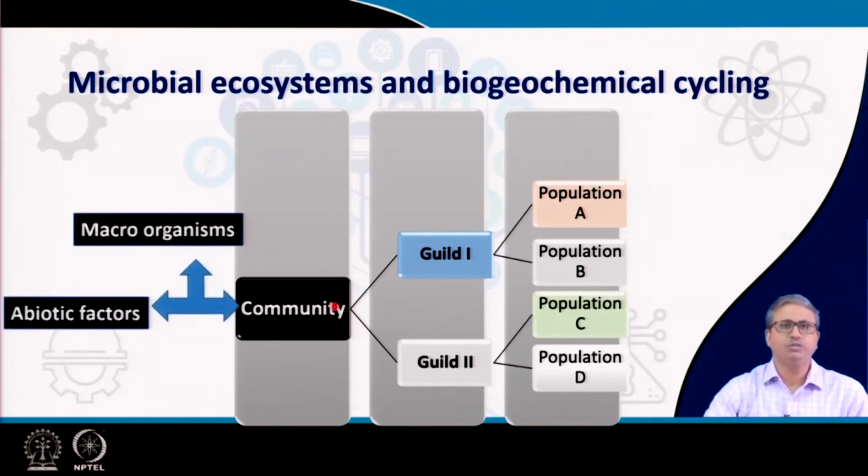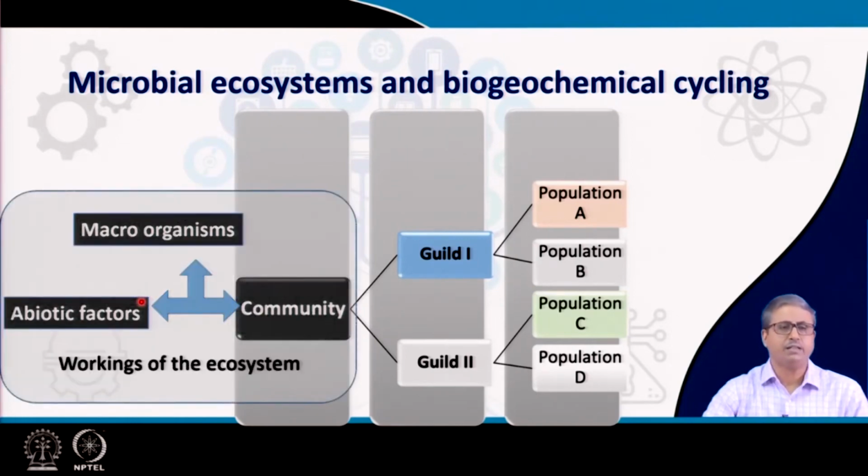This microbial community present in any habitat or ecosystem continuously interacts with the abiotic factors that we have learned earlier, and it is not only the interaction between abiotic factors and the microbial community, but also the interaction with macroorganisms, mostly eukaryotic organisms. This interaction continues; it is a kind of 3-way interaction between the microbial community, macroorganisms and abiotic factors, and that ultimately forms the basis of the workings of the ecosystem.